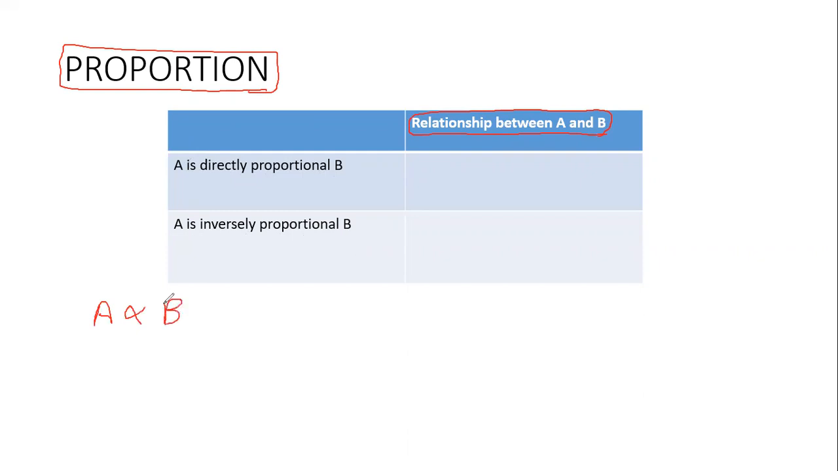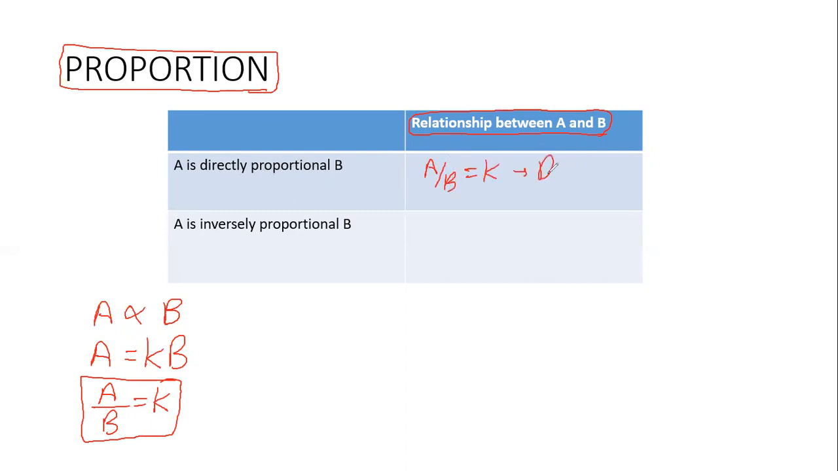When I say A is directly proportional to B, mathematically, I write it like this. And if I want to remove this proportionality sign, I have to multiply this expression with K, and K is nothing but a constant of proportionality. So in this case, A by B is actually equal to K. So if A is directly proportional to B, I can say their division is fixed. Their division is a constant.